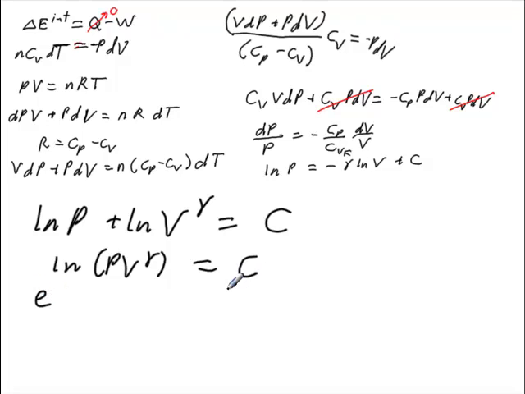Now if I exponentiate both sides, e to a constant is still a constant, and I just get PV to the gamma equals a constant. Great! So that's the proof that this is the formula for an adiabatic expansion or compression.